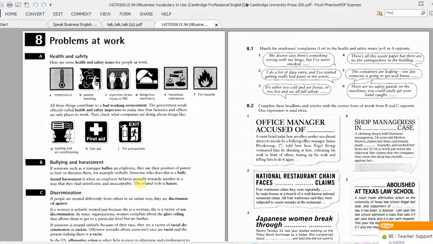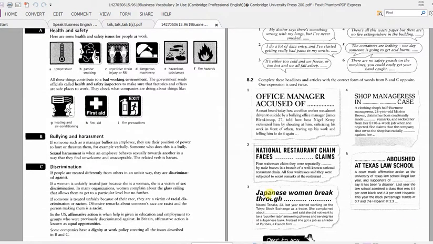How do we call this kind of bullying or harassment? Because there are so many kinds of harassment that we can experience when we work in the company. Aside from that, we can also discuss discrimination. Discrimination means that we don't receive equal treatment from the company.